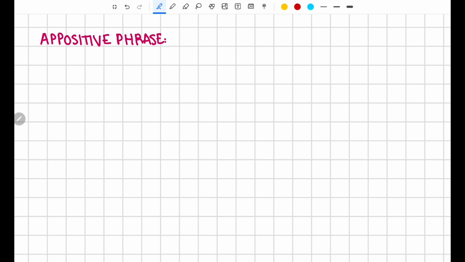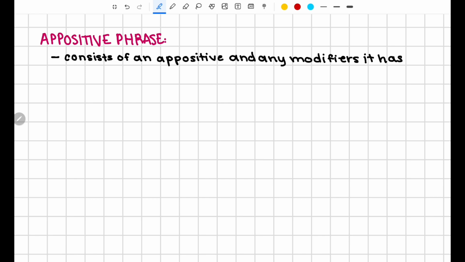Now, let's go over an appositive phrase. An appositive phrase consists of an appositive and any modifiers that it has. So now that you know how to identify an appositive, it should be very easy to identify an appositive phrase, because it's just first identifying the appositive, and then you just have to know if it has any modifiers, and you just need to include that in your appositive phrase.